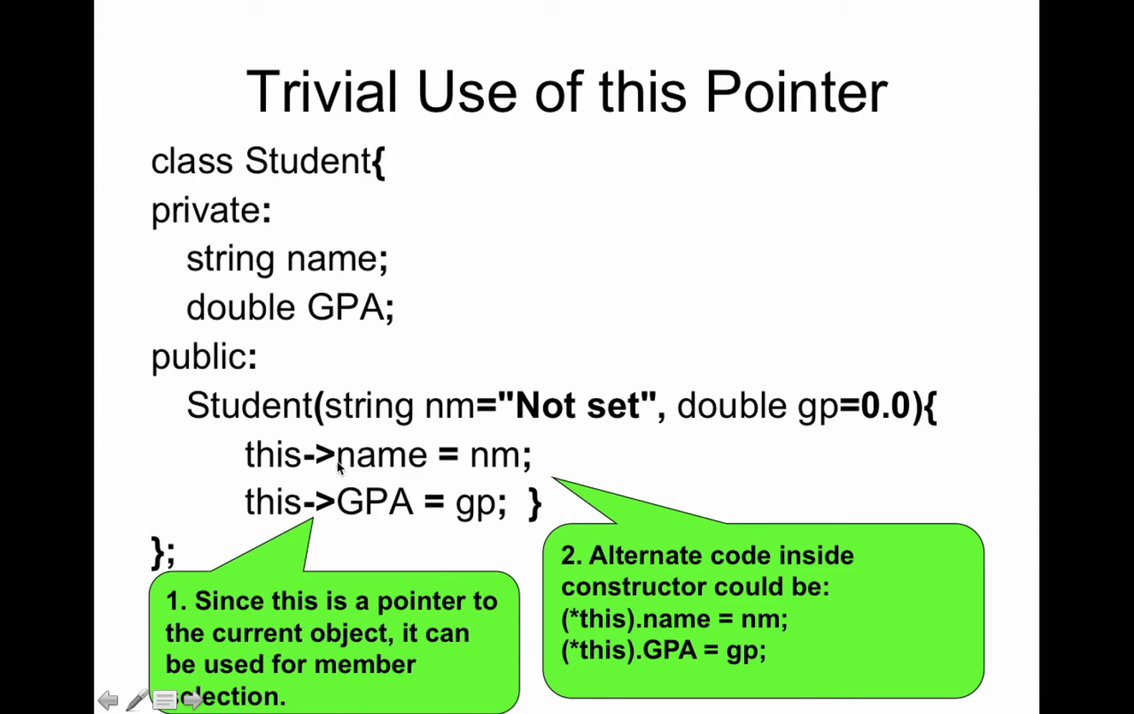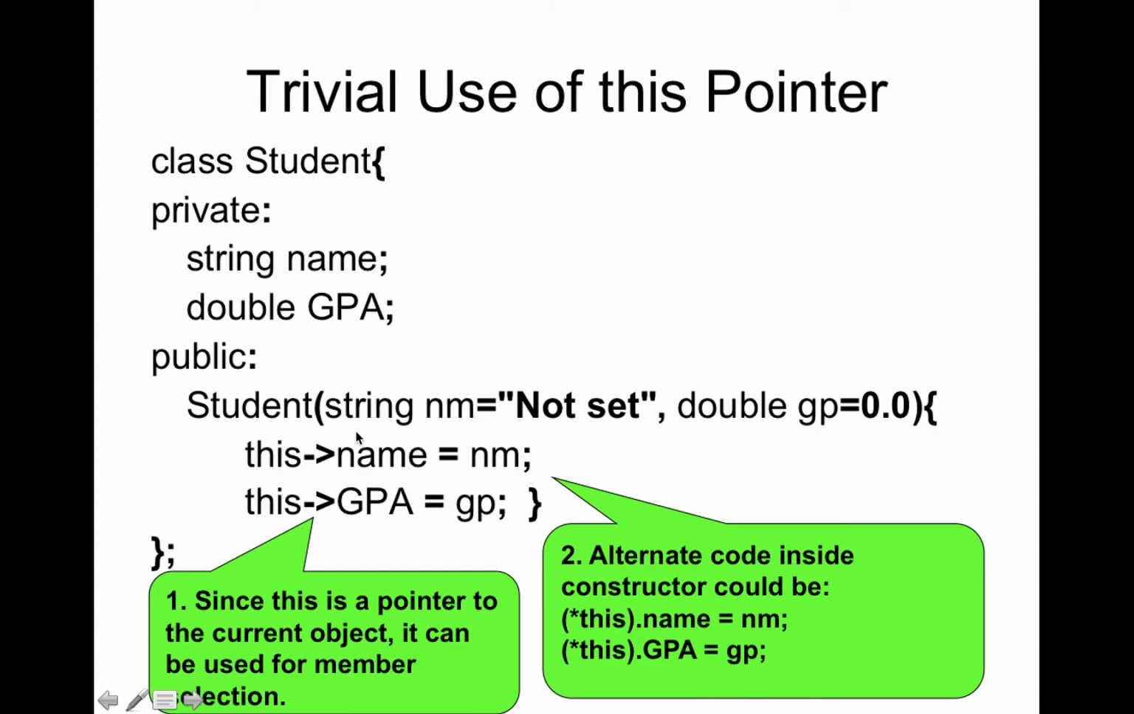So if you use this pointer inside the non-static methods to identify class members, not just data member, you can use this with functions also. That's called fully qualified name of a class member. So let me say this again. Fully qualified name of any non-static class member is this pointer arrow name of the member. So fully qualified name of the class data member name is this arrow name. Fully qualified name of GPA is this arrow GPA.